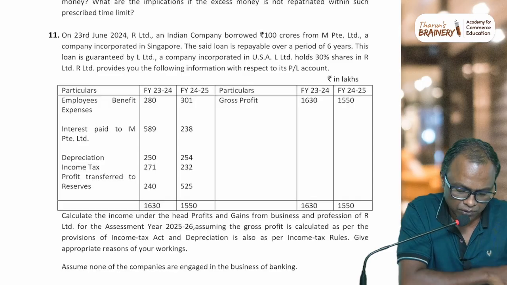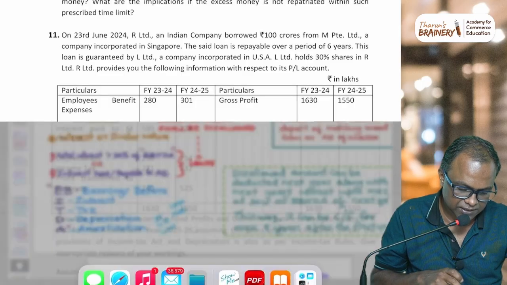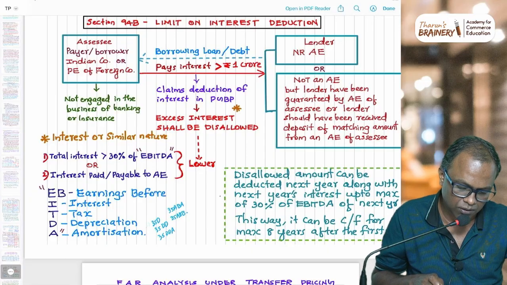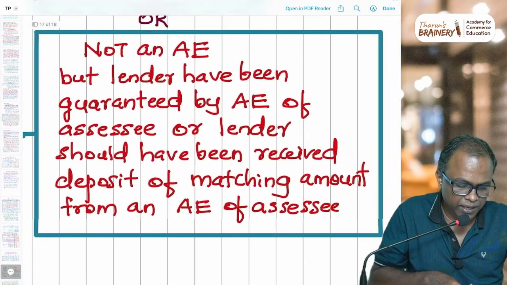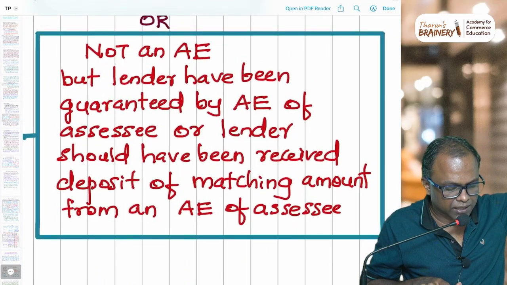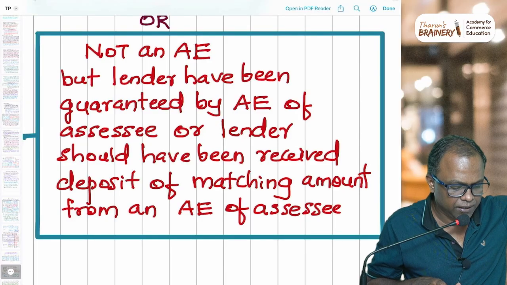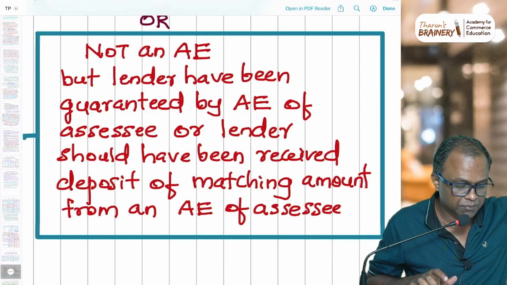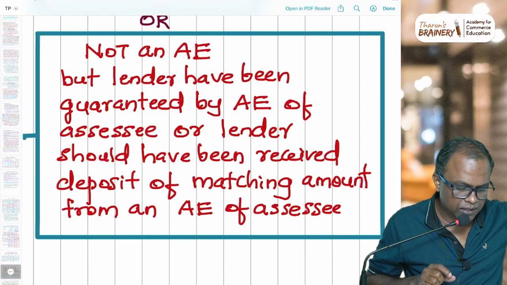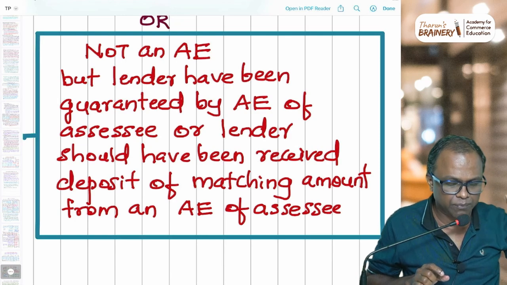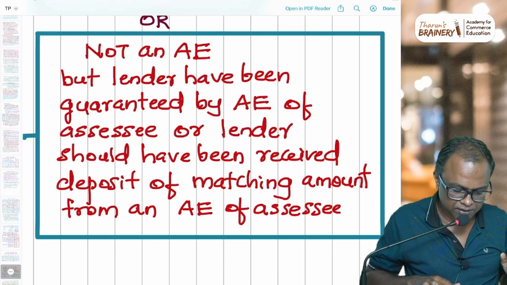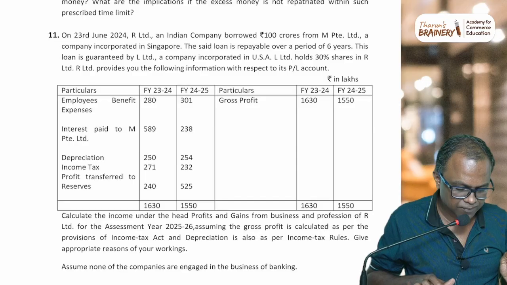That is, an equal amount is deposited or a guarantee is given. That is the condition. The lender is not an AE, but the lender has been guaranteed by an AE of the assessee, in this case L Limited, or the lender should have received a matching deposit. Here a guarantee is provided, so that is why it is AE. Otherwise they are not AE, right?